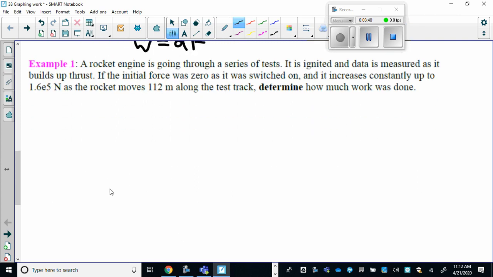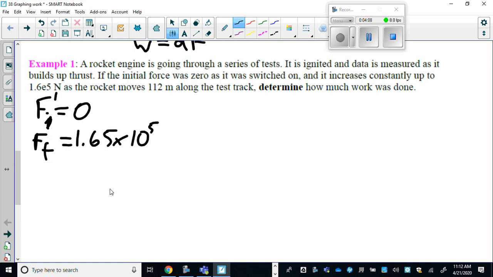Okay, now example number one is not as easy as you may think, because it says a rocket engine is going through a series of tests that is ignited, and data is measured as it builds up thrust. If the initial force was 0, I should say initial force here, and then it increases through the final force. Initial force, final force. There we go. Then the final force is this number as the rocket moves through a displacement of 112 meters.